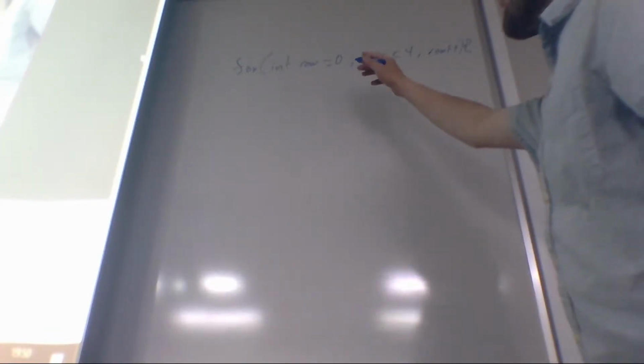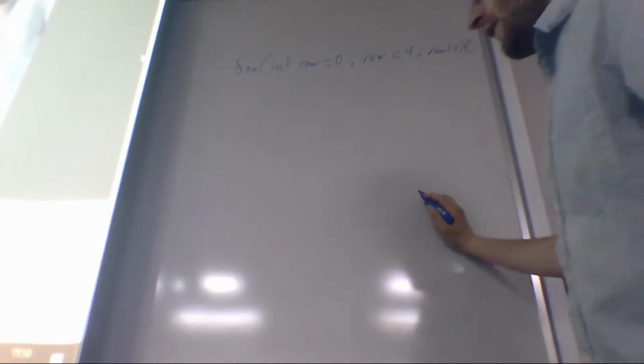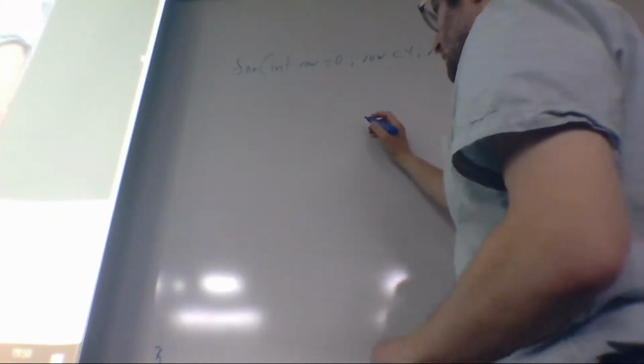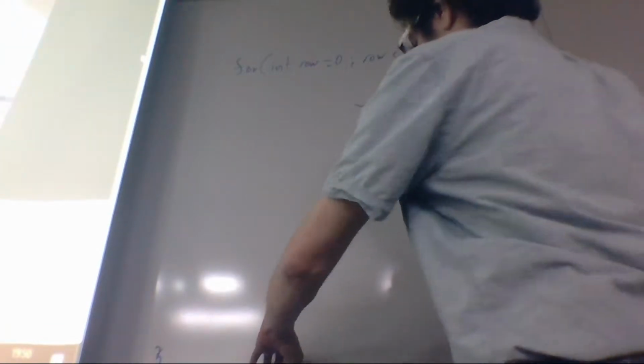So int row is equal to 0. Row is less than 4. Row plus plus. Okay. So we've got that. So for the hourglass one, what we want to print out is for that, right? You've got a bunch of quotation marks, which again I mentioned doesn't matter.